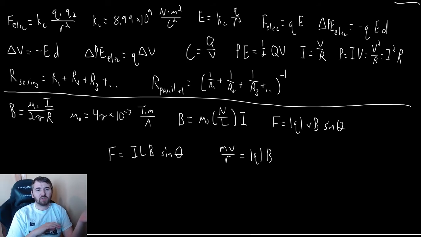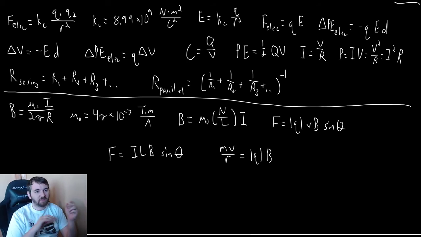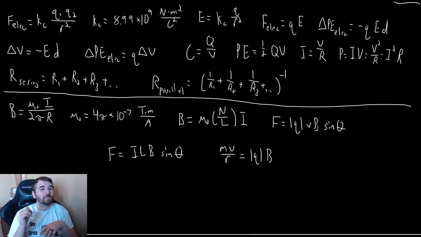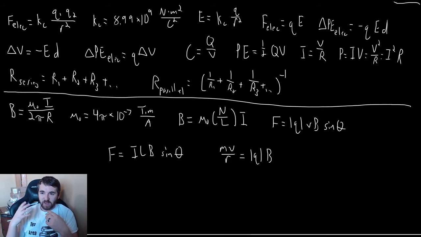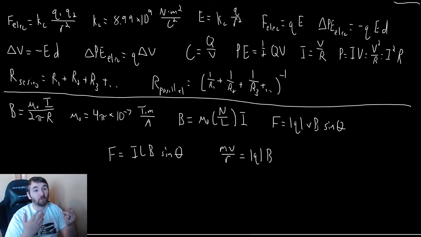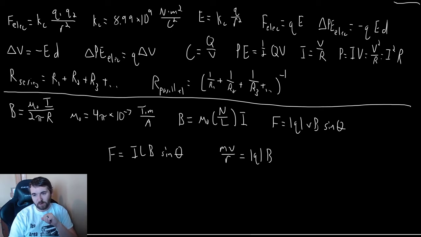We have current, I is current, is equal to voltage divided by resistance. We have electric power, which is equal to either current times voltage, voltage squared divided by resistance, or current squared times resistance. To find the resistance for resistors in series, you just add them up. To find resistance for resistors in parallel, you're going to add up the reciprocals of all of them. Whatever that is, raise it to the -1 power.